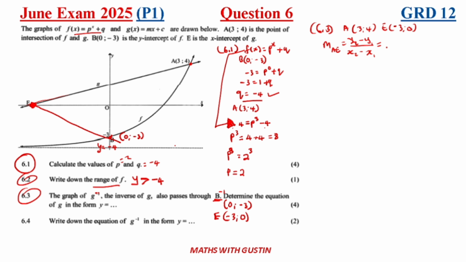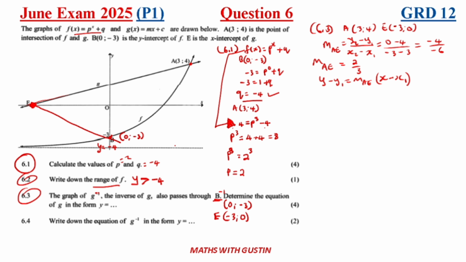So y2 will be 0 minus 4 all over negative 3 minus 3, which gives us negative 4 all over negative 6, and therefore our gradient of AE is going to be 2 over 3. And then we use the equation of a straight line, which is y minus y1 equals the gradient of AE times (x minus x1).